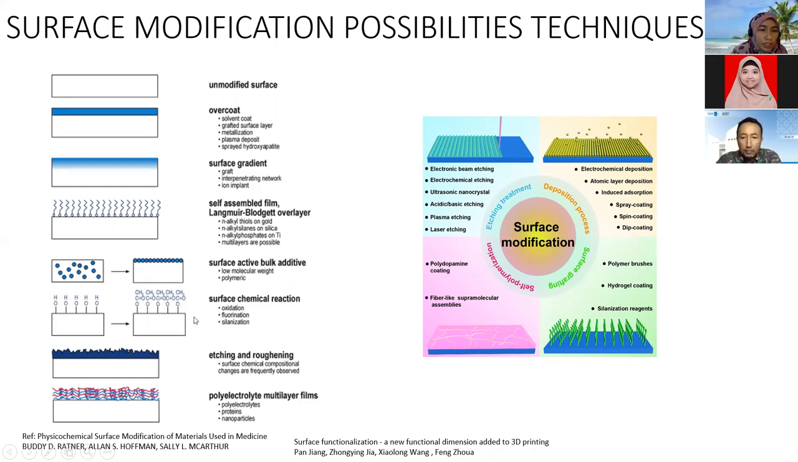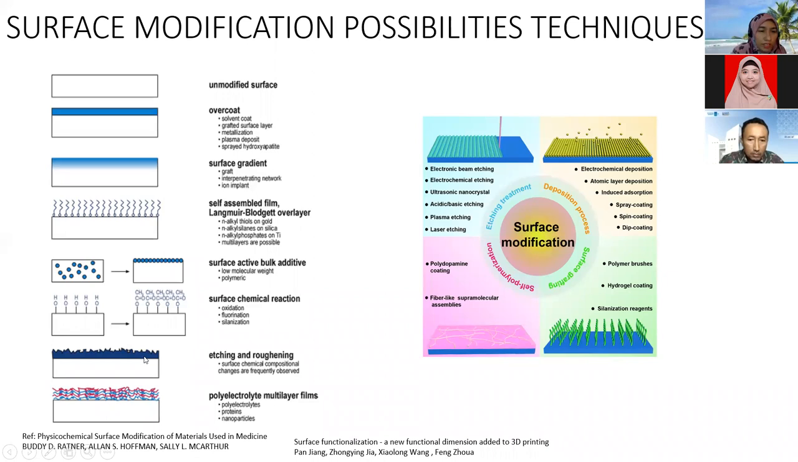Surface chemical reaction by oxidation, fluorination, and silanization. If silanization, you can see here, initially on the surface we have this OH, this is a hydroxyl, but now when you do this modification, you can see there is another compound that interacts with this oxygen. This is what we call an adhesion promoter. We will see that after this.